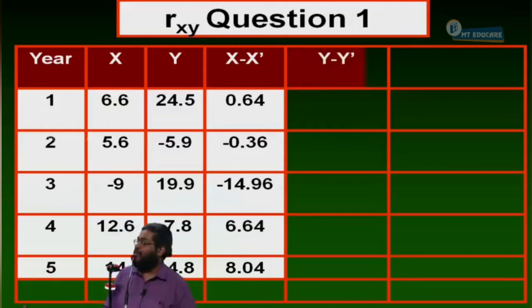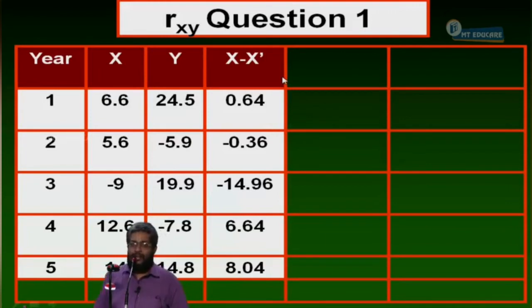Can you just tell me quickly, X minus X bar, the total should be what? Why it should be 0? Deviation from mean always will be what? 0. Then only the number can be called the mean itself. Are you following or not?